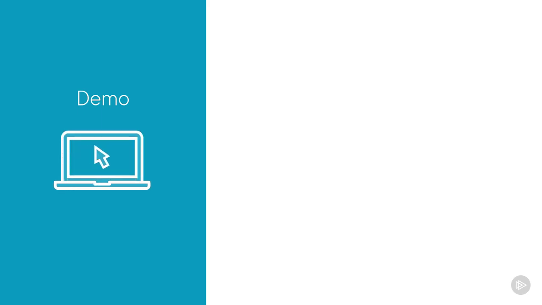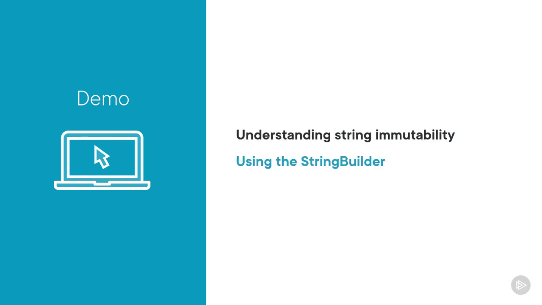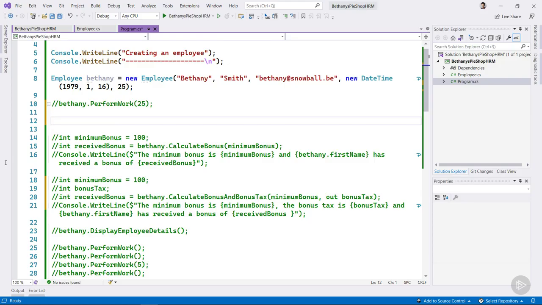Time to head back to Visual Studio and make sure that we understand both string immutability and the string builder. I'm going to show you the string immutability in the same program class. It is not related to what we were building before, but let's do it quickly here. Now, without actually knowing, we have been working with string immutability, or we have at least been encountering it already, well, since the very beginning, since we used a string.